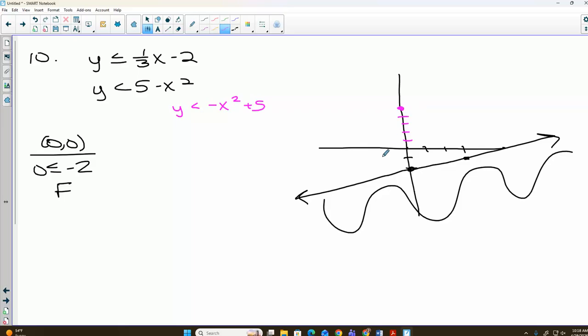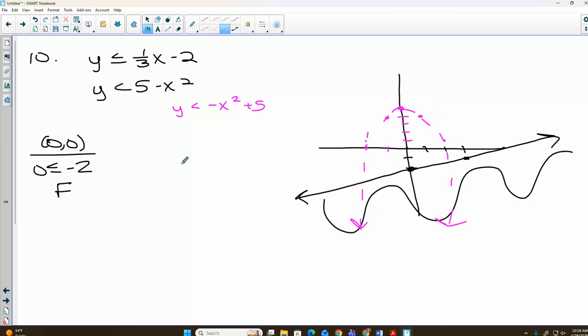Okay, if you put in a 1, 5 minus 1 is 4. If you put in a -1, -1 squared is 1, so we're getting 4. If you wanted, you could put in a 2. 5 minus 4 is 1. Put in a -2, you also get 1. So we're getting this upside down parabola. It would be dashed because there was no equal to.